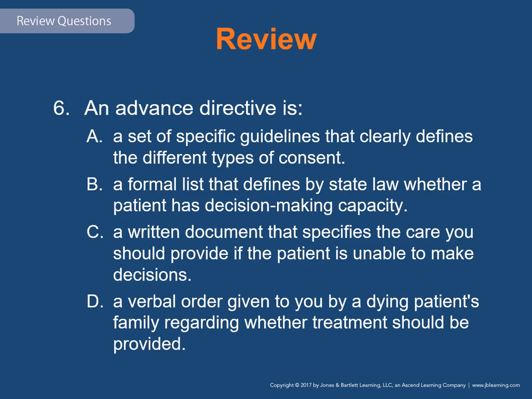Review question 6. An advance directive is A, a specific set of guidelines that clearly defines the different types of consent. B, a formal list that defines by state law whether a patient has decision-making capacity. C, a written document that specifies the care you should provide if the patient is unable to make decisions. D, a verbal order given to you by a dying patient's family regarding whether treatment should be provided.